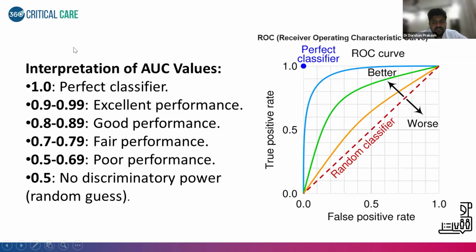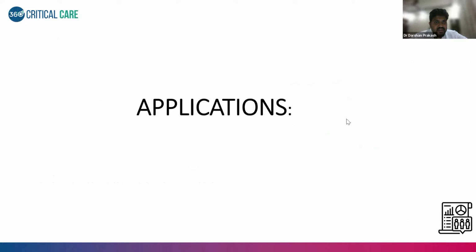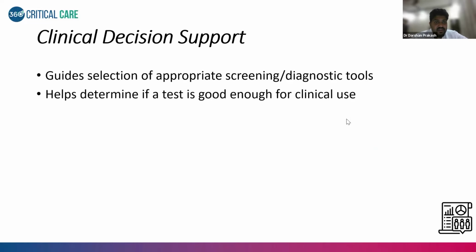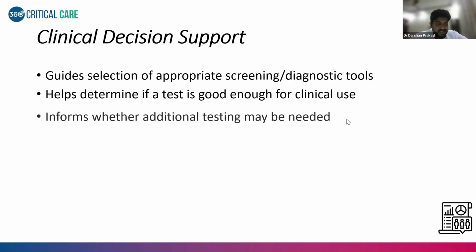Okay. 0.5 is the 50-50 line. It is called the random classifier line. Okay. What are the applications? It helps us in clinical decision making for a particular screening test or a diagnostic test. It helps us determine if that particular test is good for clinical use as well. It informs us whether additional testing may be needed.